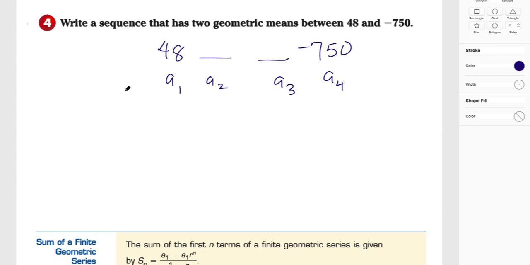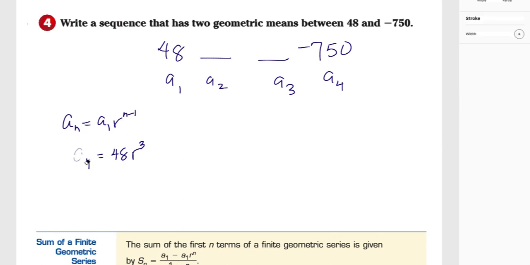So to find the common ratio, we're going to use this relationship that we know. We know that A sub n is equal to the first term times the common ratio to the n minus 1 power. In the case that we're talking about with A sub 4, because that's the last term we have, we're going to take 48 and multiply it by r, which is what we're looking for, to the third power. What is A sub 4? It's that negative 750. So I'm going to put that in there. Y'all with me? I hope so.